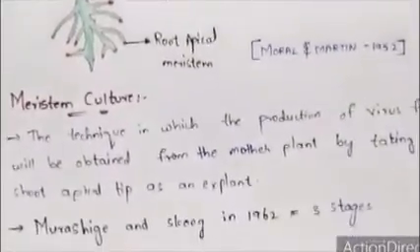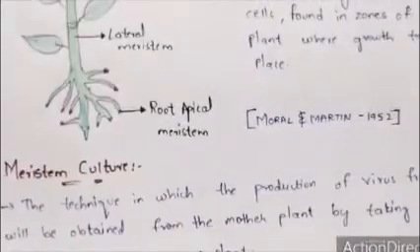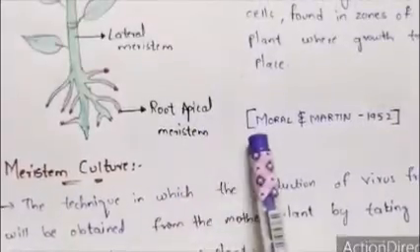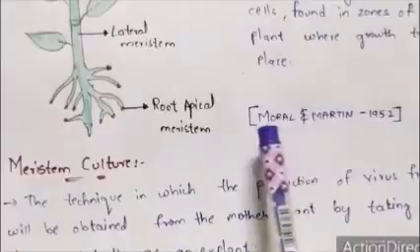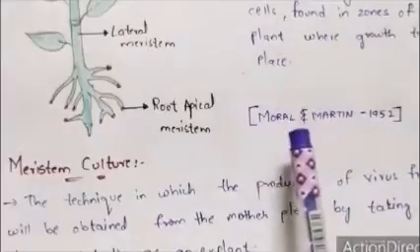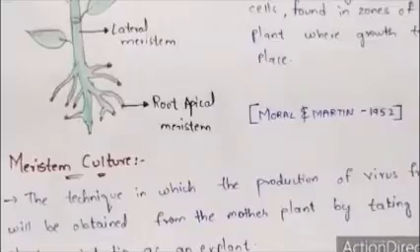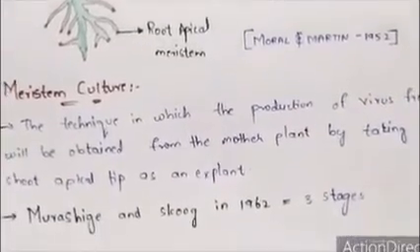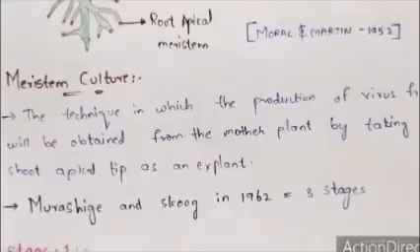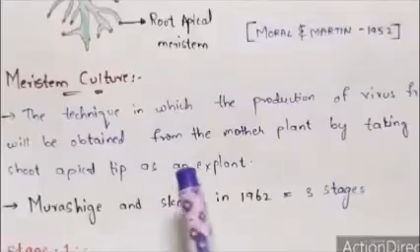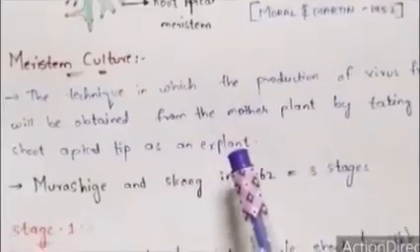Coming to the discovery, there are two scientists called Morel and Martin. They discovered the total technique of this meristem culture in 1952. And later, Murashige and Skoog in 1962 explained that there are three stages involved in this meristem culture. So let us learn what those three stages are.